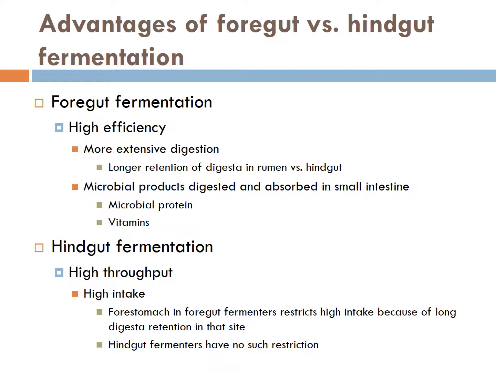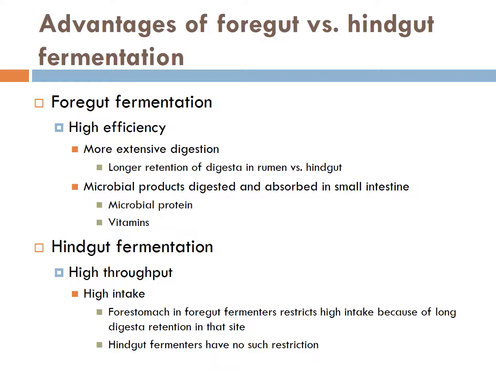Foregut and hindgut fermenters have different advantages. Foregut fermentation is a strategy characterized by high efficiency. The diet can be digested more extensively because there's longer retention of digesta in the rumen versus the hindgut. Another reason for the high efficiency of foregut fermenters is that microbial products that are produced in the forestomach are subsequently digested and absorbed in the small intestine. These products include microbial protein and vitamins. In the hindgut fermenters, these products are lost unless coprophagy is practiced.